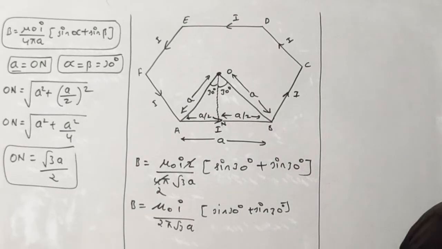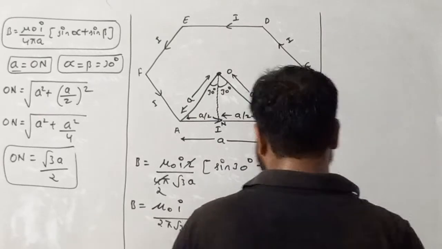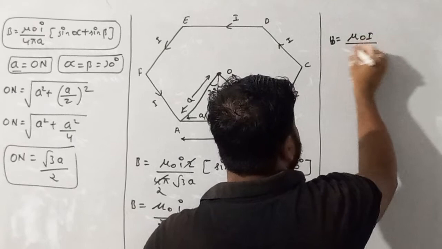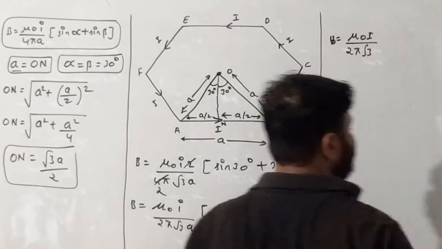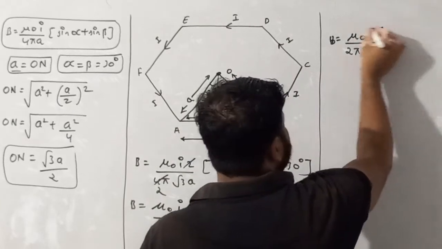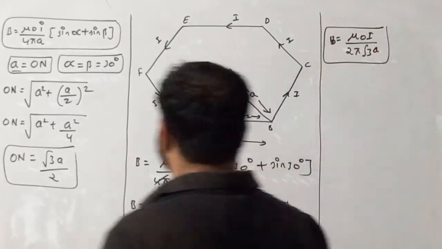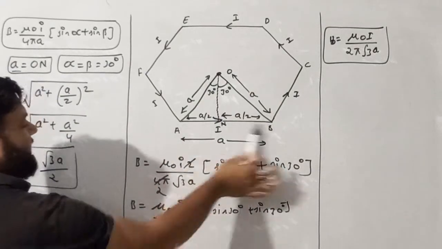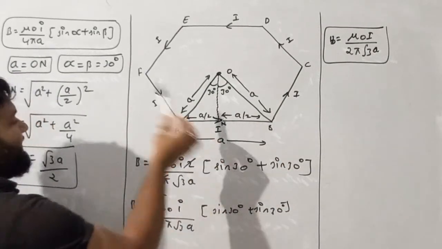So after solving this, you will get B equals mu naught I by 2 pi root 3a. This will be the value of magnetic field at point O due to this wire whose name is AB, in which current I is flowing.